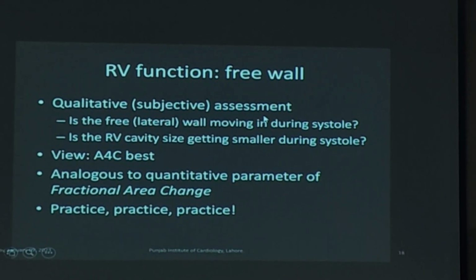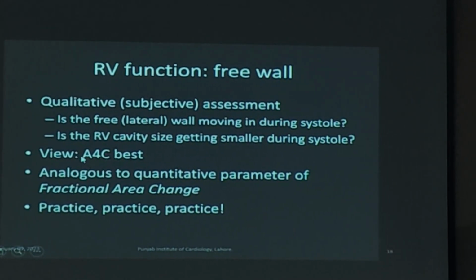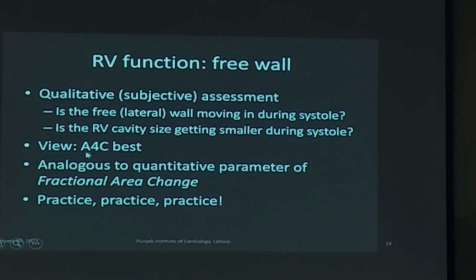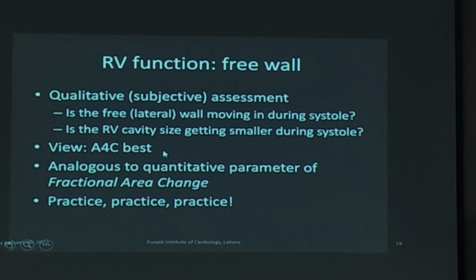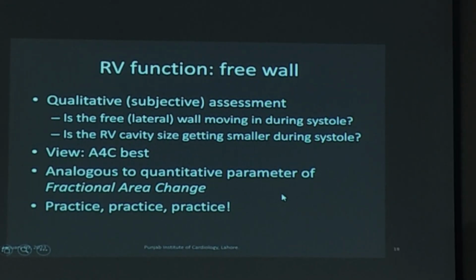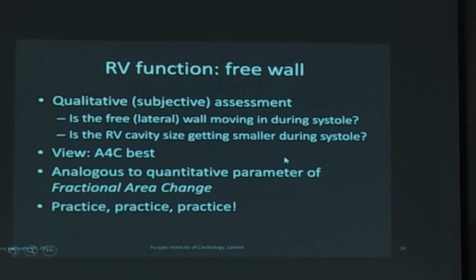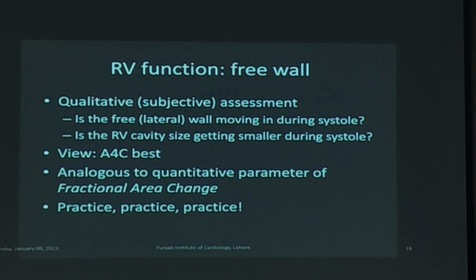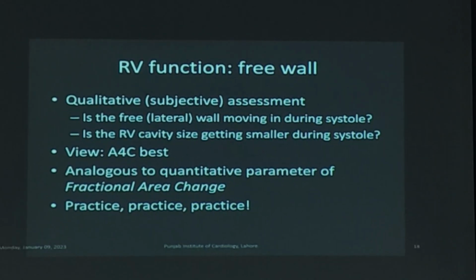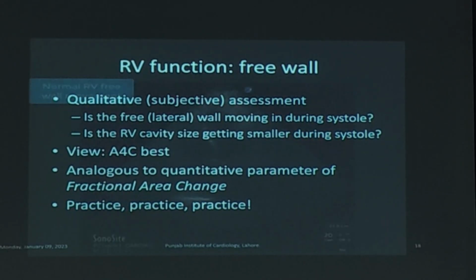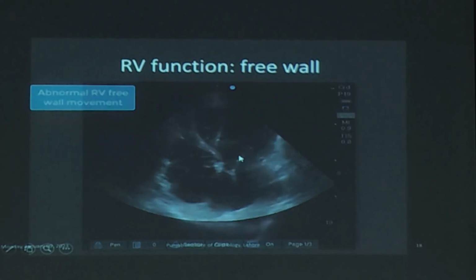Then another thing to look for is the free wall motion assessment. We can see the movement of the free wall by eyeballing. Of course, we can see the movement in the apical four-chamber view, and the parasternal long axis view, but the best view is the apical four-chamber view. And as we measure the LV function, the same we can do here. We can use fractional shortening. We can use the biplane Simpson method, and all these which we have already discussed for the LV. This is a picture which shows normal and abnormal movement of the RV.